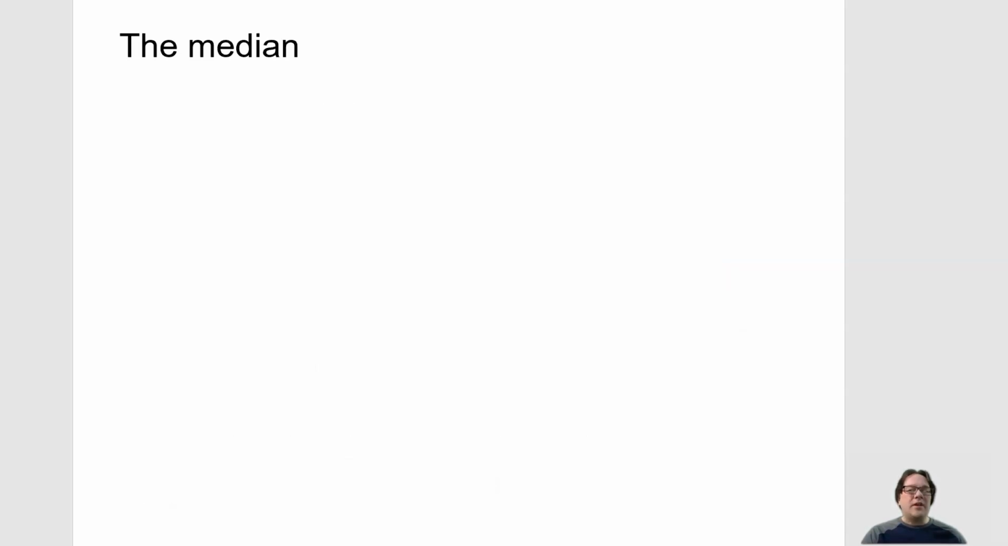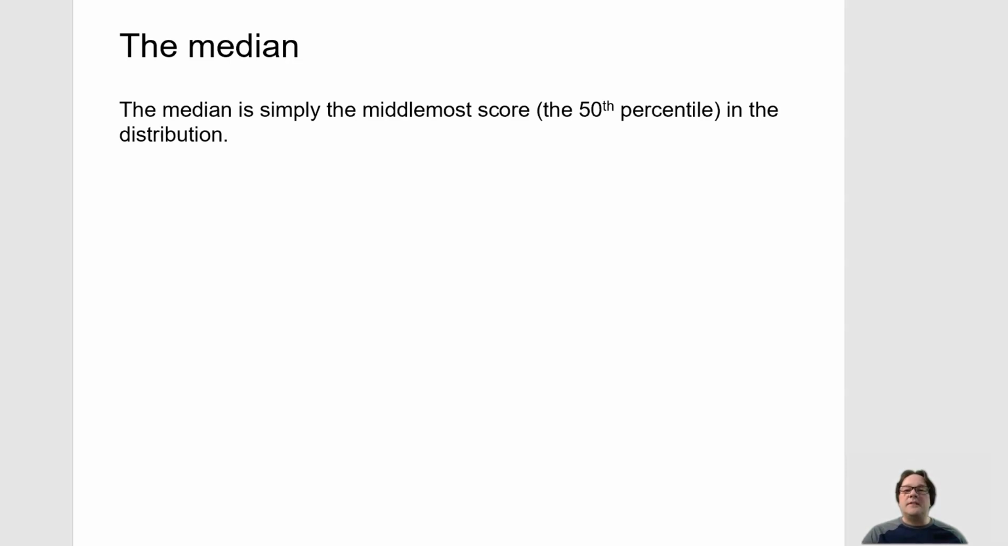So we have another measure of central tendency called the median. This is a step up from the mode, but we'll see that it too has some problems. So what is the median? Well, it's simply the middlemost score, or what we would call the 50th percentile in a distribution, right?